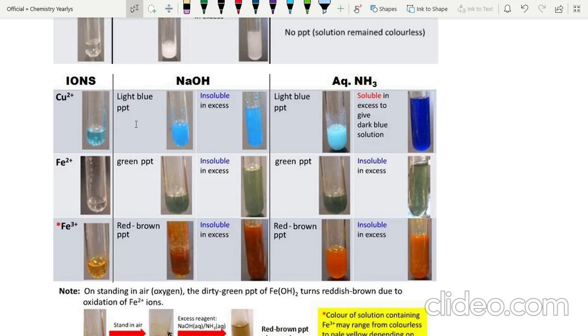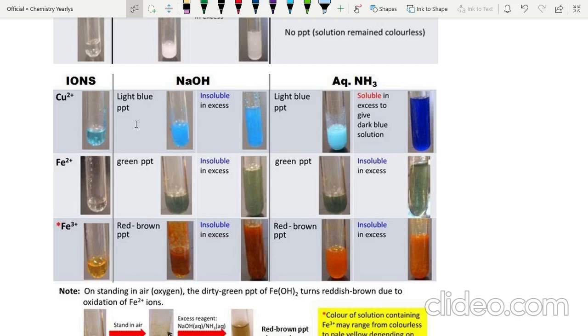Then comes the iron plus 2. It has a green precipitate, a dirty green precipitate, a little bit faint green, and it will be insoluble in excess. You could see the particles of it in the solution. With ammonia, it also gives the same type of reaction, and it will also be insoluble in excess of ammonia.